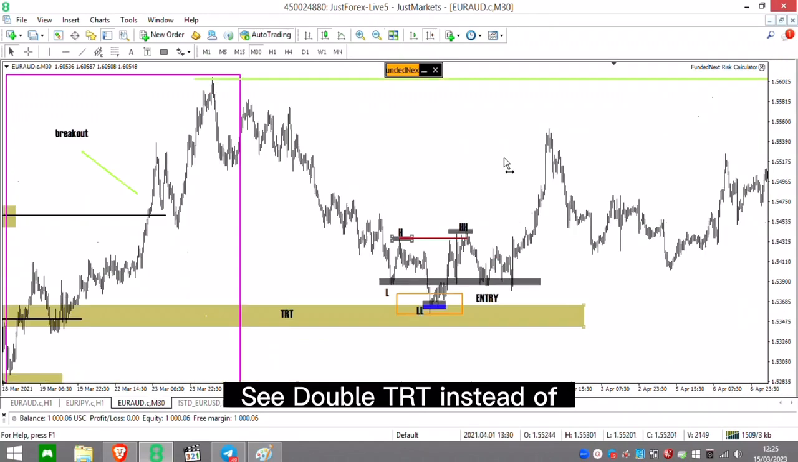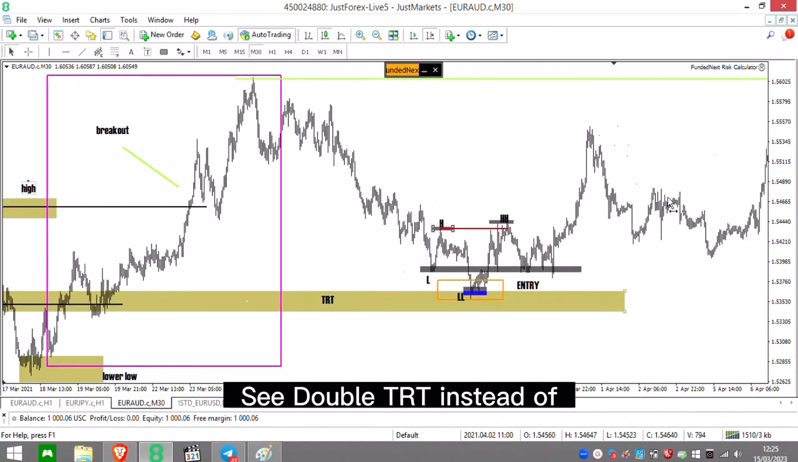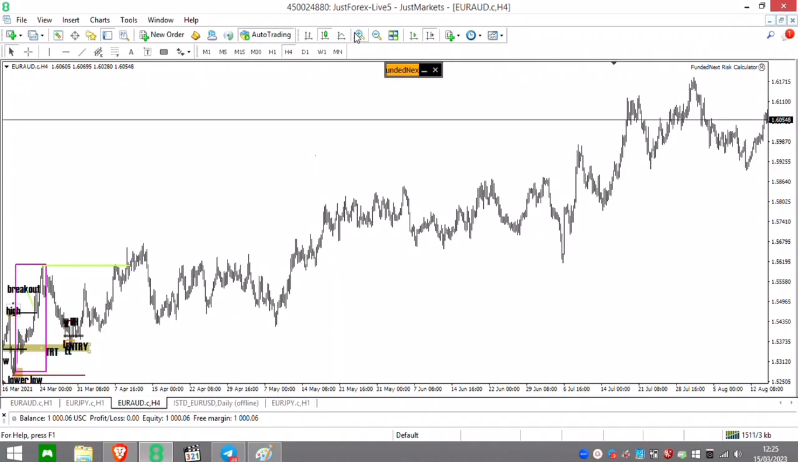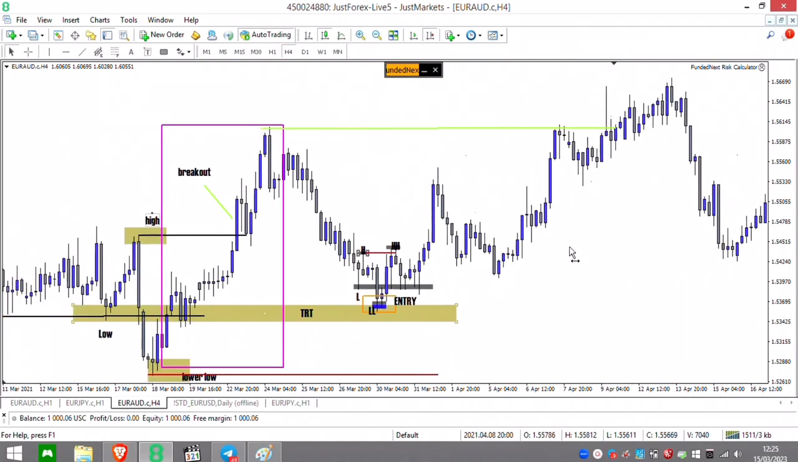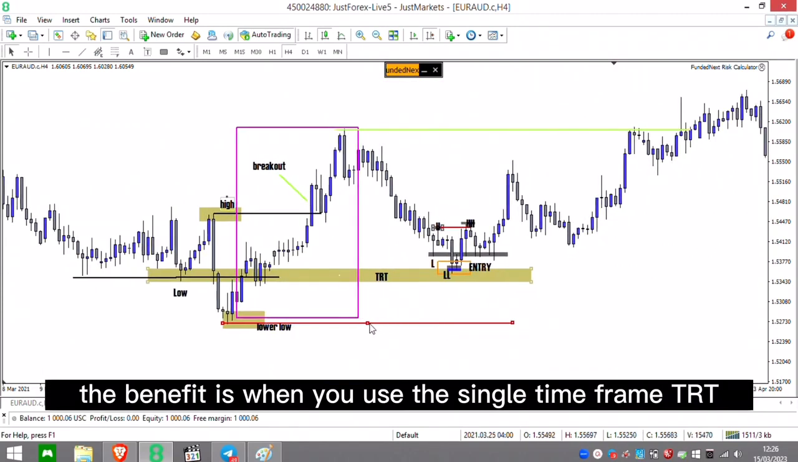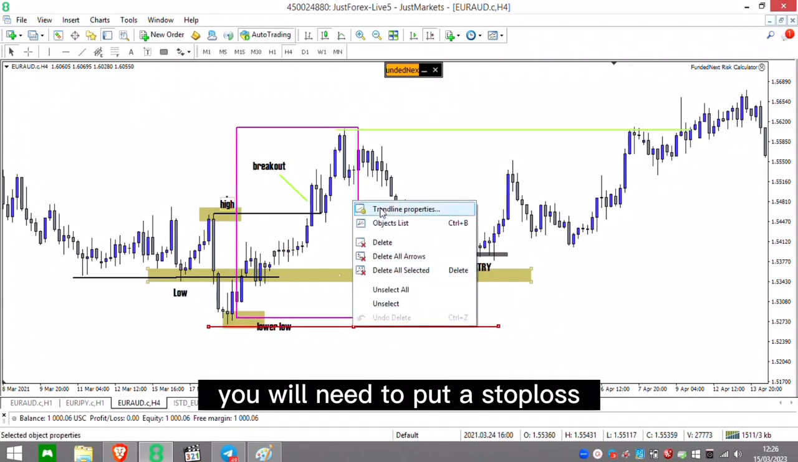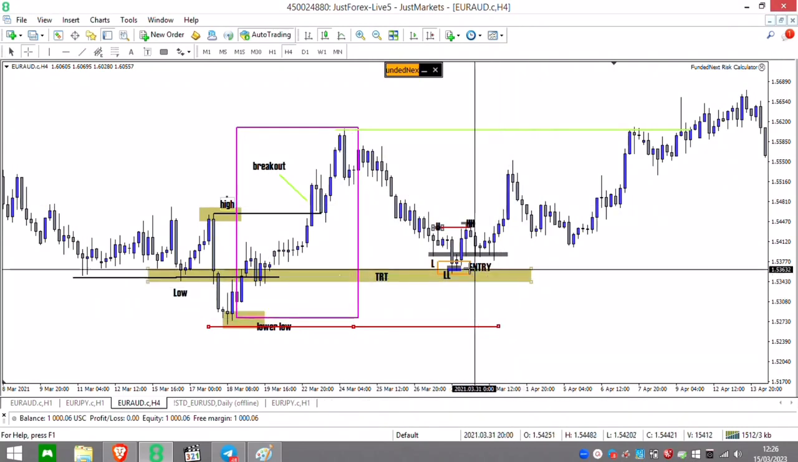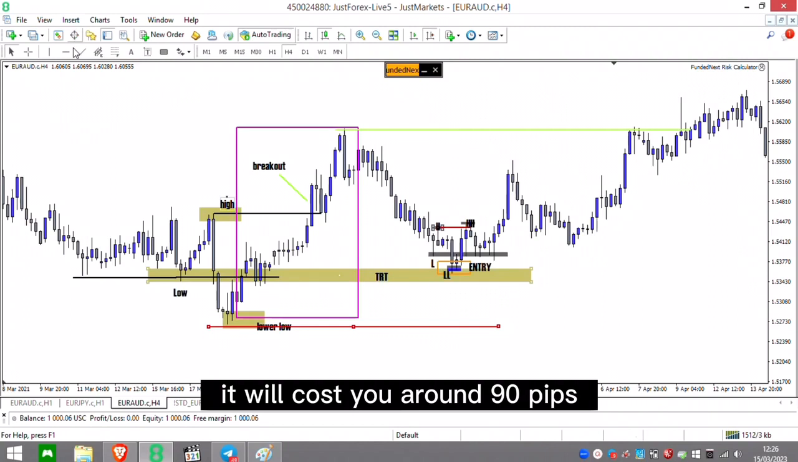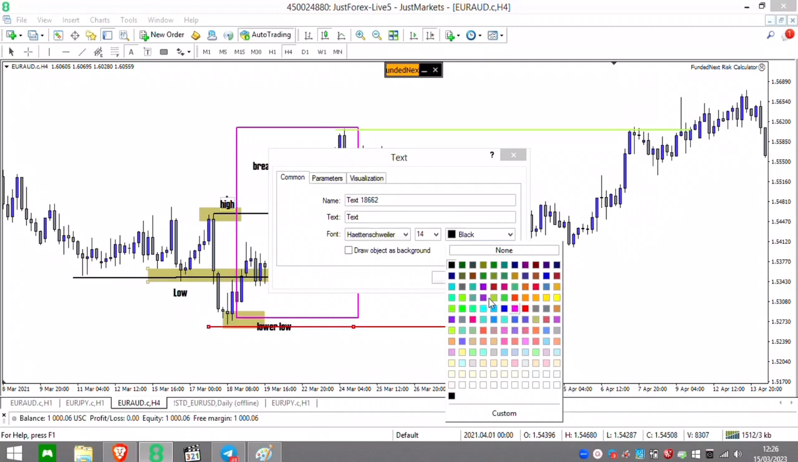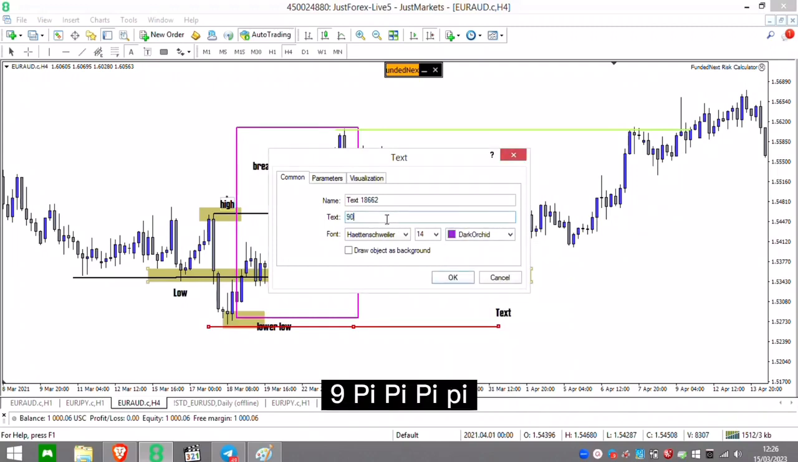See? Double TRT. Instead of you guys needing to put a stop loss here, the benefit is that when you use the single time frame TRT, you will need to put a stop loss here, which will cost you around 90 pips.